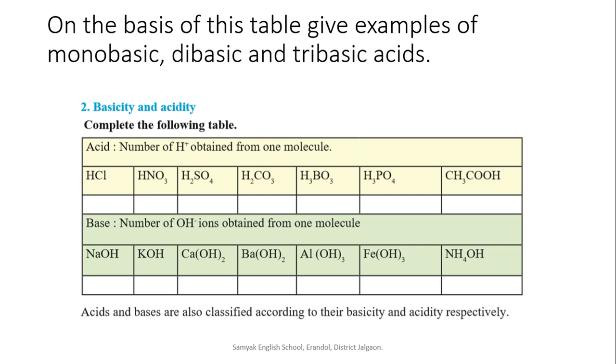Remember, the acetic acid CH3COOH, only hydrogen attached to oxygen dissociates. So it gives one hydrogen. It can be confused easily because CH3COOH contains four hydrogen atoms, but only one dissociates.